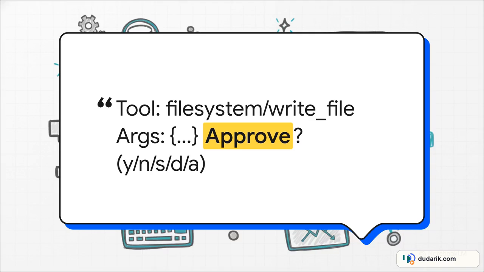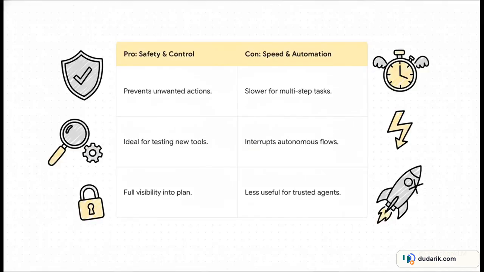You can hit Y for yes, N for no, S to just approve everything for this one session, or D to turn the feature off completely. It gives you practical, hands-on control right when you need it. But of course, there's a trade-off here. On one hand, you get total safety and control, which is amazing for development because you can see exactly what the model is planning to do.